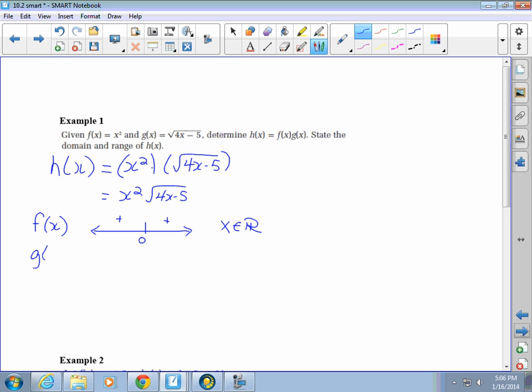For g of x, I have that square root of 4x minus 5. So 4x minus 5 has to be greater than or equal to 0. It can equal 0, but if it equals a negative 1 or a negative 0.11111, whatever it is, then it won't work because I can't have a negative value under the root. So that means 4x has to be greater than or equal to 5. I divide by 4. x has to be greater than or equal to 5 over 4.